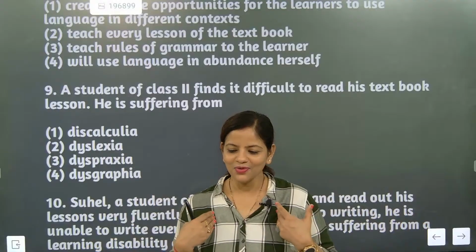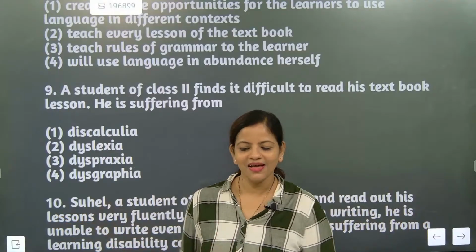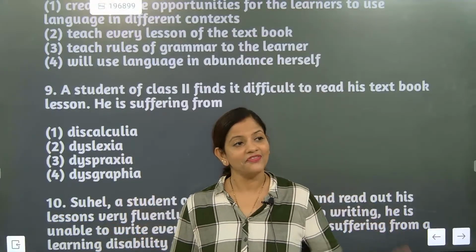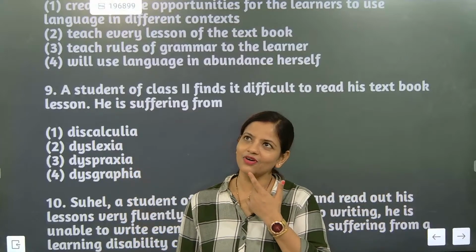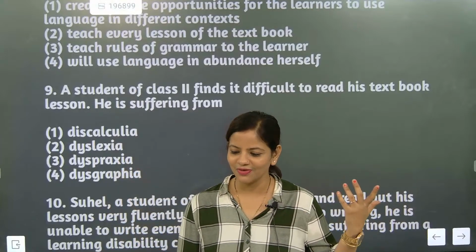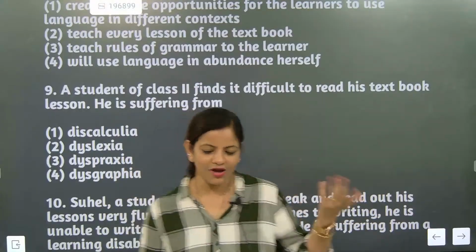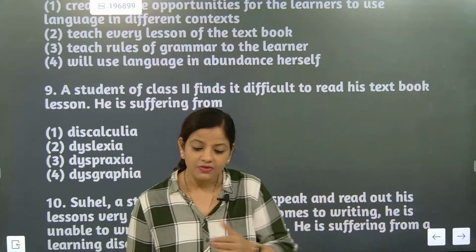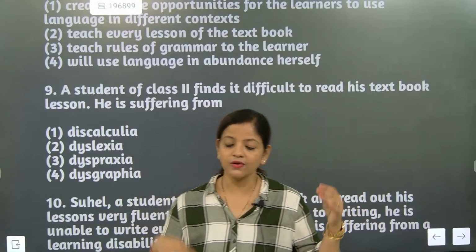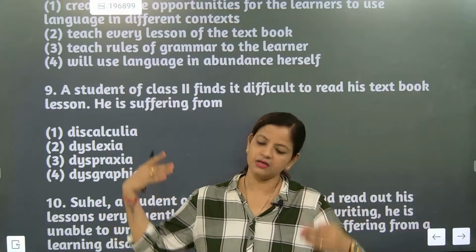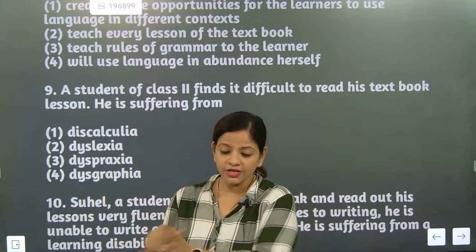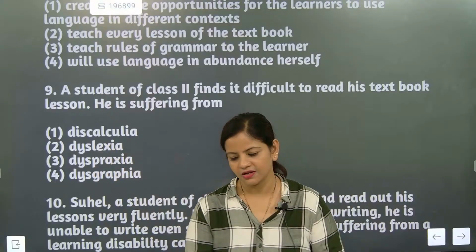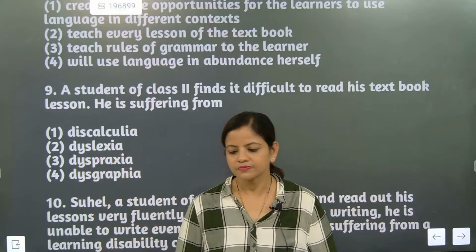I am not reading, I am watching mobile full time, and the teacher tells the student he is suffering from dyslexia. The student himself understands, oh wait, I did not open my book, and now I am suffering from dyslexia. For that you have to open the book. Regular practice, regularly giving time to the subject, will definitely increase your efficiency in that subject. But what to do?